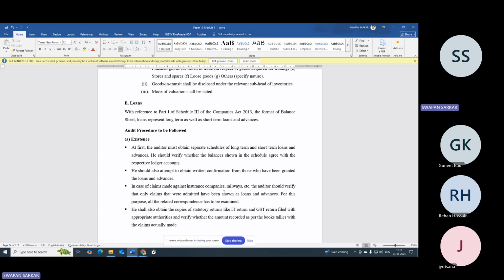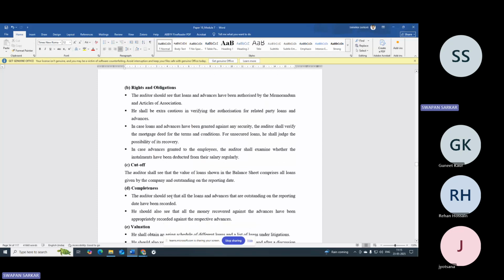Then he shall also obtain the copies of the statutory returns, like the IT return and GST return, filed with the appropriate authorities, and verify whether the amount recorded in the books tallies with the claims actually made. Rights and obligations: the auditor should also see that loans and advances have been authorized by the memorandum and articles of association, and he should be extra cautious in verifying the authorization of related party loans and advances.